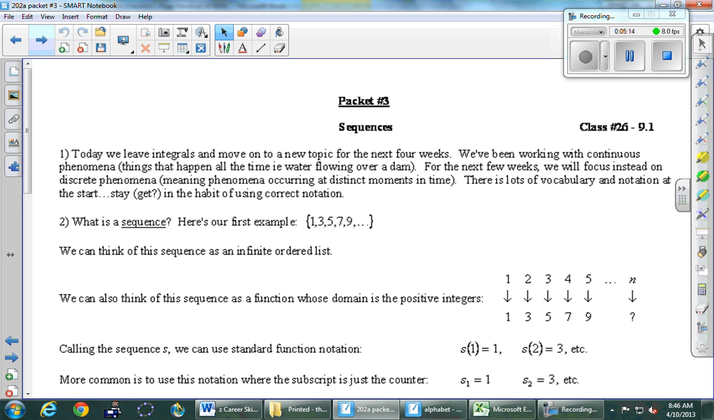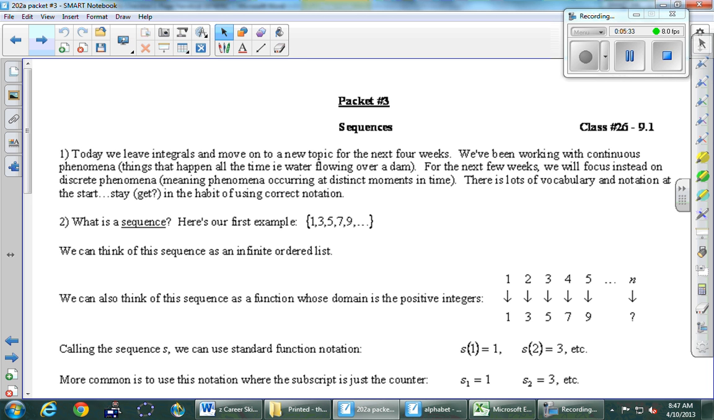Okay, let's pause right there. So much of what we've done in Calc 1 and Calc 2 has been talking about continuous functions, right? Functions that exist everywhere. And here we are looking at a bunch of dots. You could plot a bunch of dots, and these things would represent a sequence. So it really is a change in course for us.